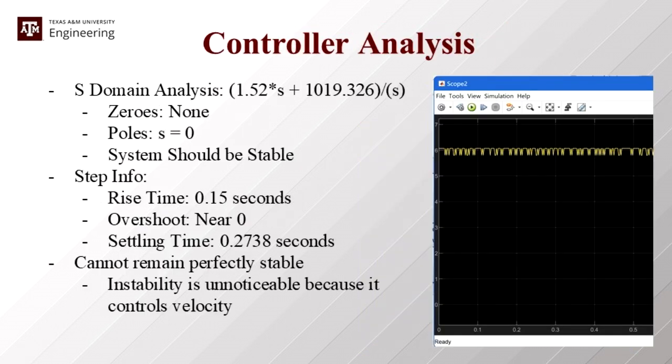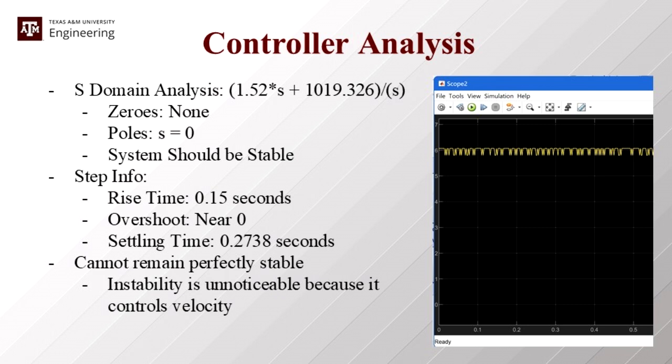So to analyze our controller, we ran an analysis of it in the S domain using the previous P and I constants shown before. There are no zeros, and there's only one pole, which is at s equals 0, so the system should remain relatively stable. We also got additional characteristics from step info, such as the rise time, its overshoot, which is near 0 but not quite, and a settling time of roughly 0.3 seconds to reach its goal.